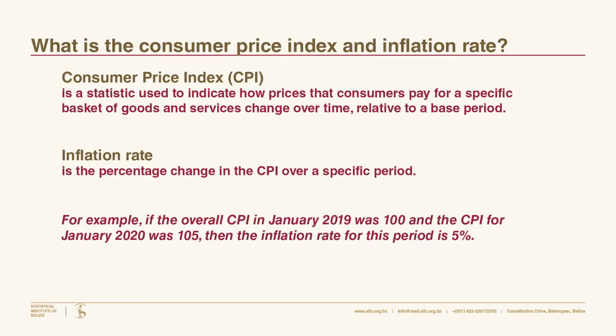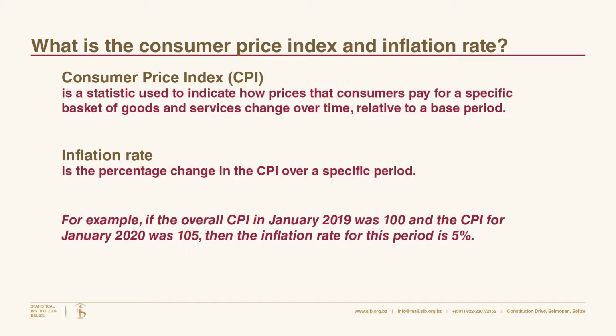Before we get into the inflation rate for January 2021, let's first look at what the Consumer Price Index and inflation rate are. The Consumer Price Index, also called the CPI, is a statistic used to indicate how prices that consumers pay for a specific basket of goods and services change over time, relative to a base period. In this case, our current base period for the Consumer Price Index is October 2020, which means that the CPI for any given month is a measure of prices in that month relative to prices in the base period.